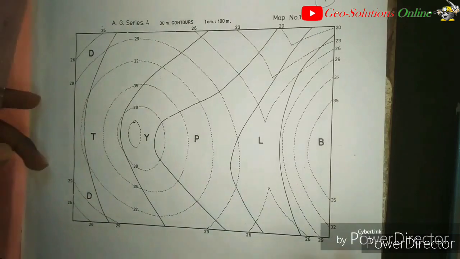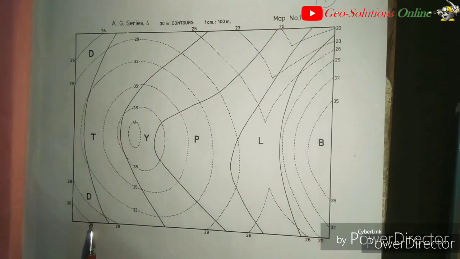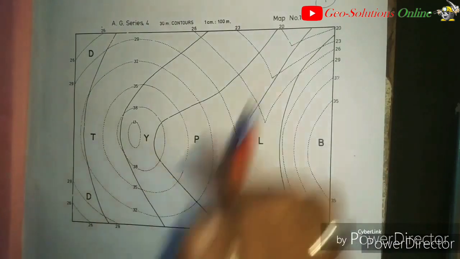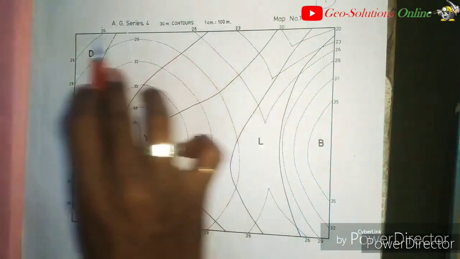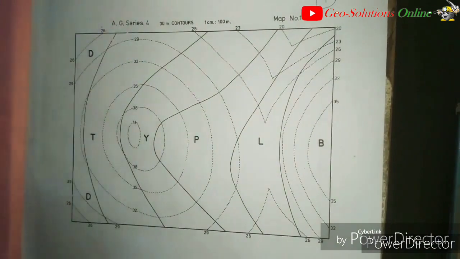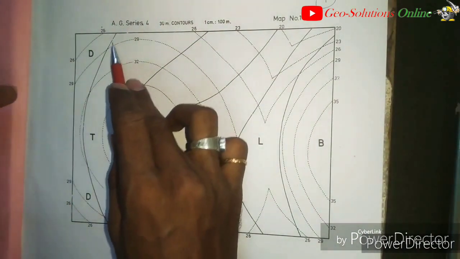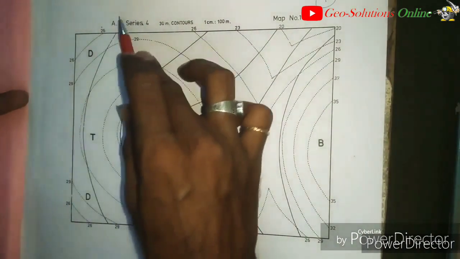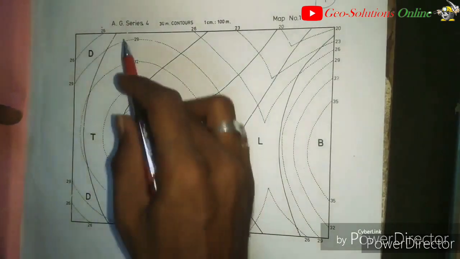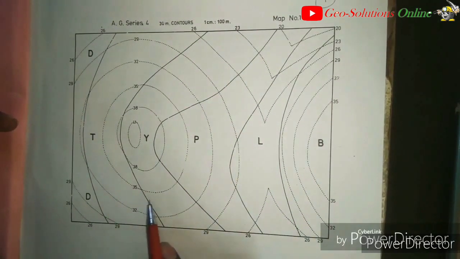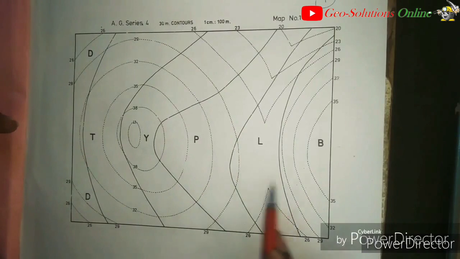So first of all, this is map number 1, and these are the components of the map. This is the boundary of the map. Here the continuous line is known as a junction or bedding plane.